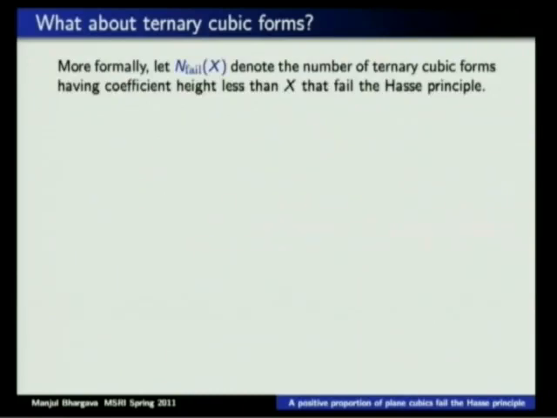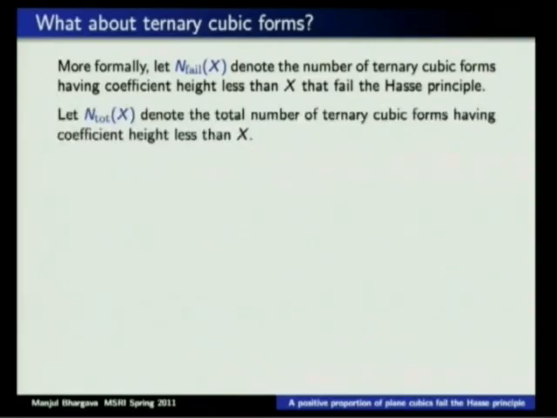More formally, let N_fail(x) denote the number of ternary cubic forms having coefficient height less than x that fail the Hasse principle. That's all the things that fail and have coefficient height less than x. And let N_tot(x) denote the total number of ternary cubic forms having coefficient height less than x. So N_tot(x) is about (2x+1)^10, because there are 10 coefficients of a ternary cubic form, and they can basically go between minus x and x. So you have about (2x)^10 such forms.